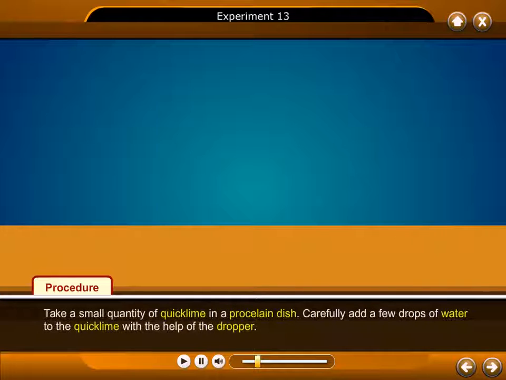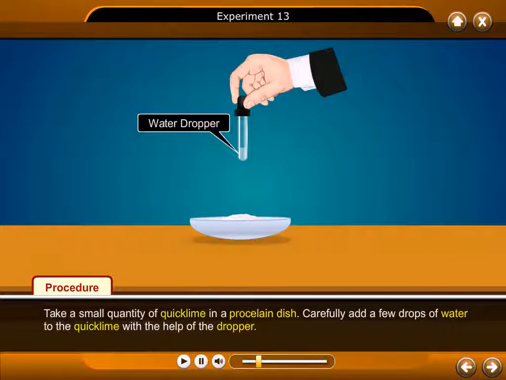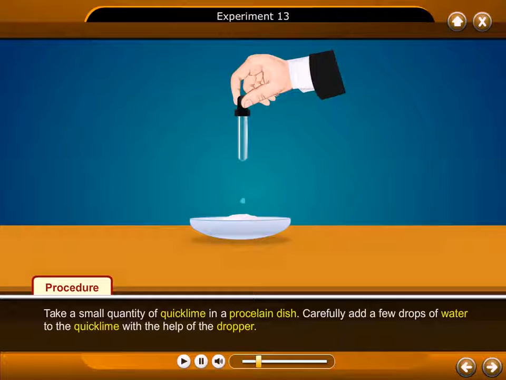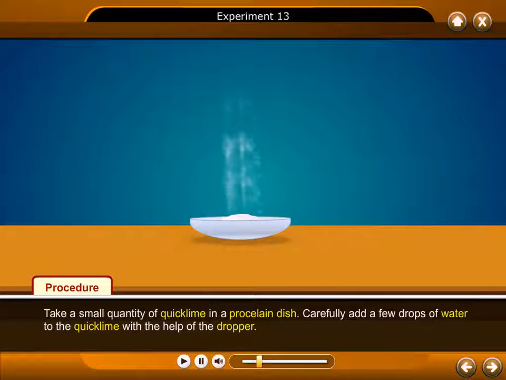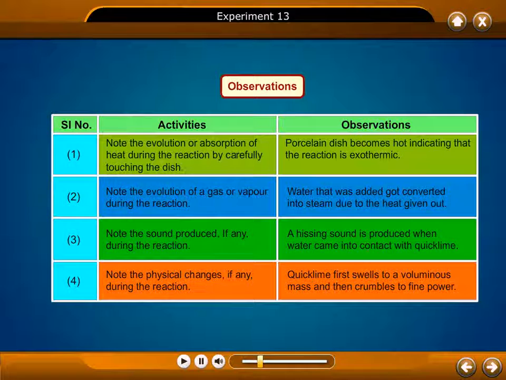Procedure: take a small quantity of quicklime in a porcelain dish. Carefully add a few drops of water to the quicklime with the help of the dropper. Record your observations. Activities: note the evolution or absorption of heat during the reaction by carefully touching the dish. Observations: porcelain dish becomes hot, indicating that the reaction is exothermic.